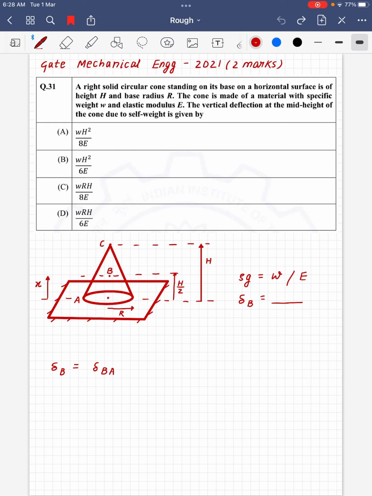So the video solution of this problem is not available in the NPTEL Gate portal. So I'll be solving this problem. Let's see what this problem is saying.